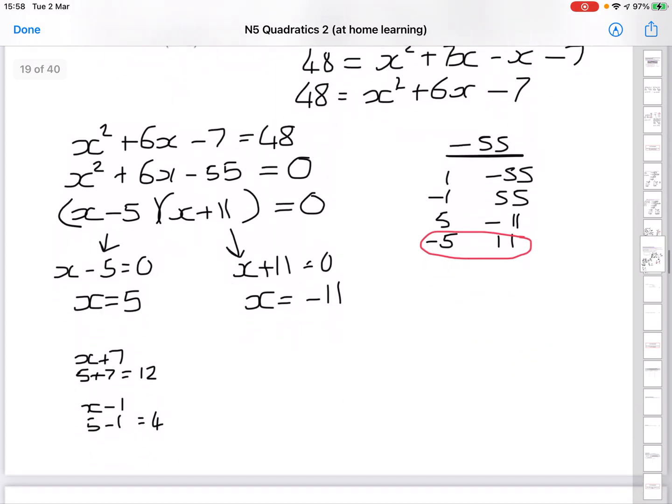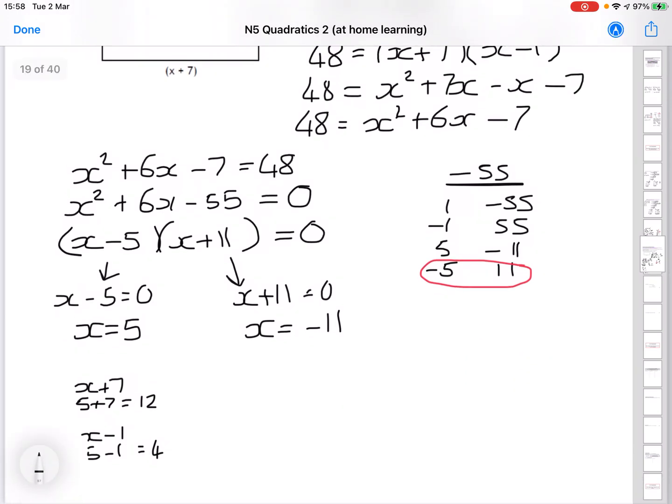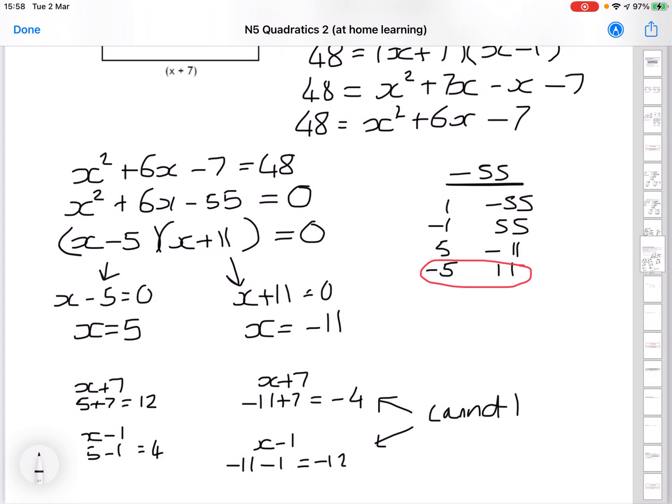That seems fine. If we check the other answer, minus 11, for our length x plus 7, that would then be minus 11 plus 7, which is minus 4. For our breadth, if we have x minus 1, if x is minus 11, that's minus 11 minus 1, which is minus 12. We cannot have negative lengths. That does not make sense in the context of the question.